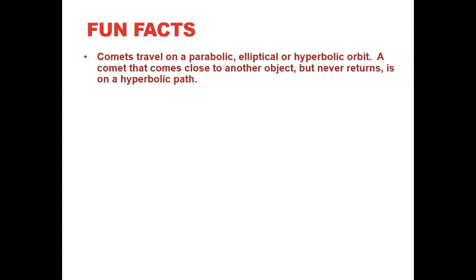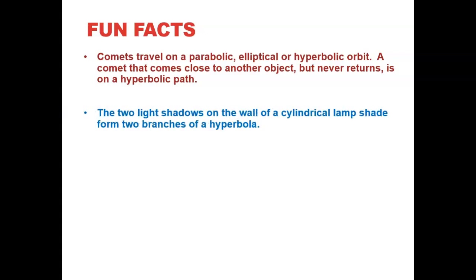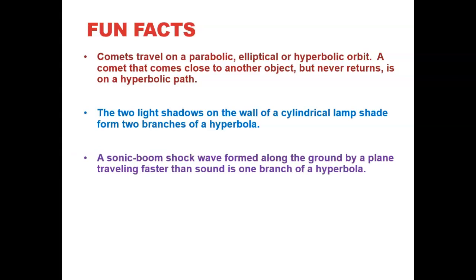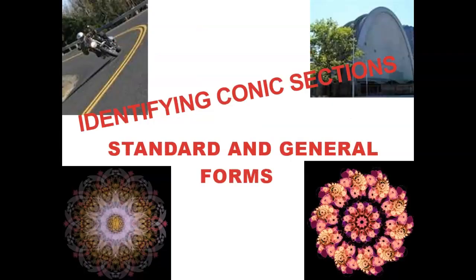It's like a slingshot, if you will. The two light shadows on the wall of a cylindrical lamp shade form two branches of a hyperbola. And then a sonic boom shockwave formed along the ground by a plane traveling faster than sound is one branch of a hyperbola. So there's a couple of little things there.